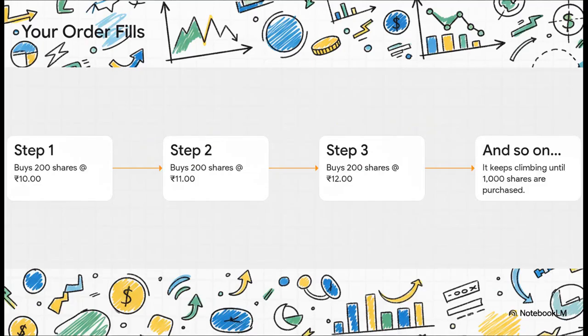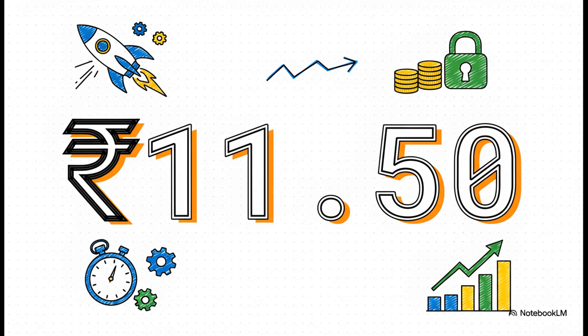Well, your market order's job is to get you 1,000 shares immediately, no matter what. It's a hungry, hungry hippo. So first, it gobbled up all 200 shares available at 10 rupees. But you still need 800 more. So it has to jump to the next price level, and it buys the 200 shares at 11 rupees. Still not enough. So it jumps again and buys the 200 at 12 rupees. And it keeps climbing that ladder until your entire order is filled. This is called slippage. And at the end of it all, that stock you thought you were buying for 10 rupees per share, your actual blended average price ended up being 11.50. You paid way more than you thought you would.